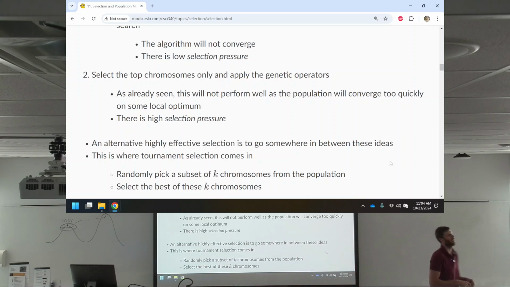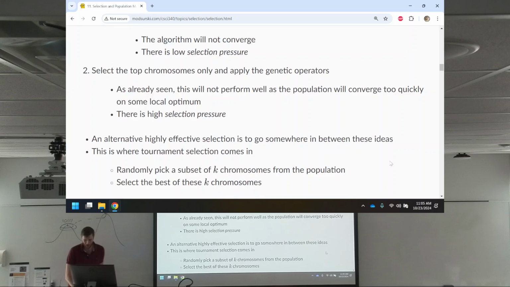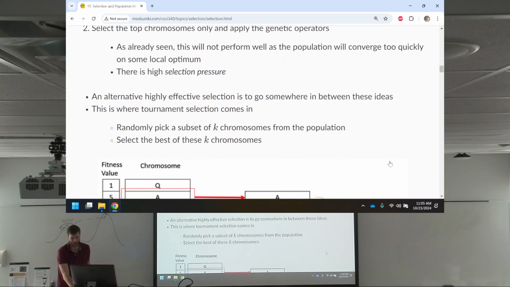This is what makes tournament selection so good: it's simple to implement, it's easy to understand, it gives us an easy dial. The dial we'll call K. It gives us a dial that we can tune to raise and lower the selection pressure very easily. And it's not fitness proportional, but you'll see what that means in a moment. So an alternative, highly effective selection is to go somewhere in between.